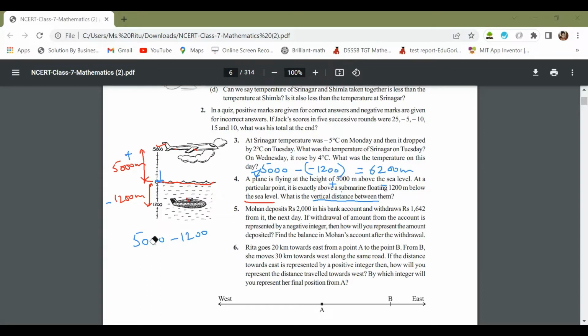Now let's switch to the next question. Mohan deposits rupees 2,000 in his bank account and withdraws rupees 1642.